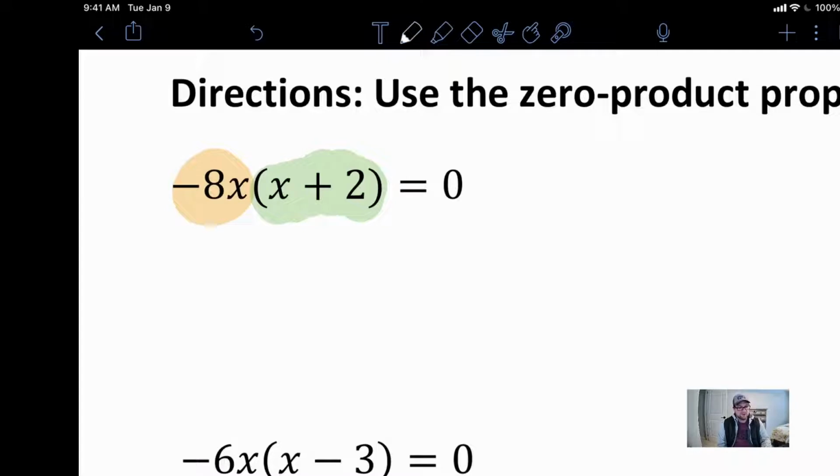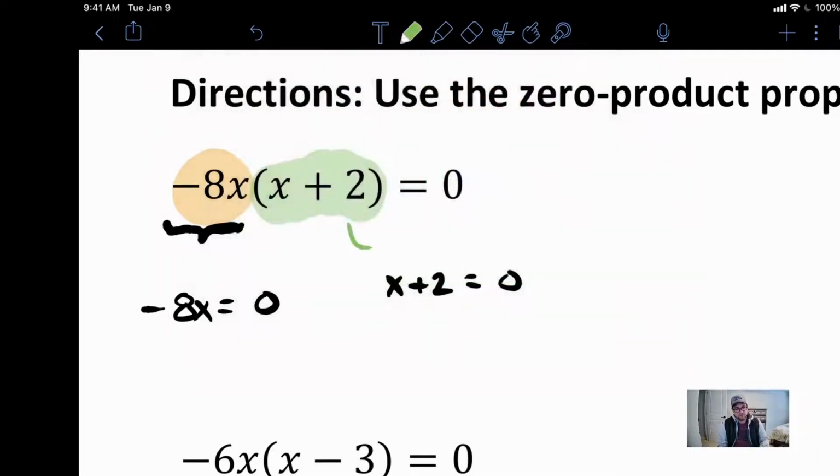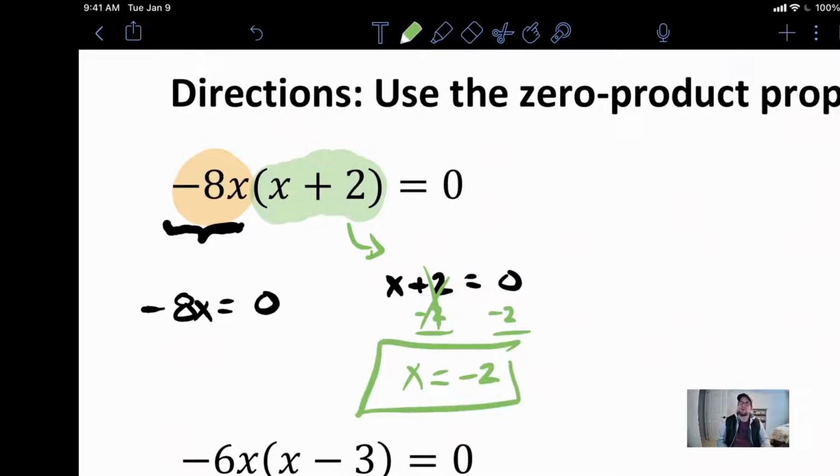Now, if you notice, just like we did yesterday, what we're going to do today is take each piece, negative 8x, and set it equal to 0. And we're going to do the same with the other one: x plus 2 equals 0. Yesterday, we were only getting problems like the green one here. In the green one, all we had to do was get rid of the 2, and we found out x was equal to negative 2, and that was our answer.